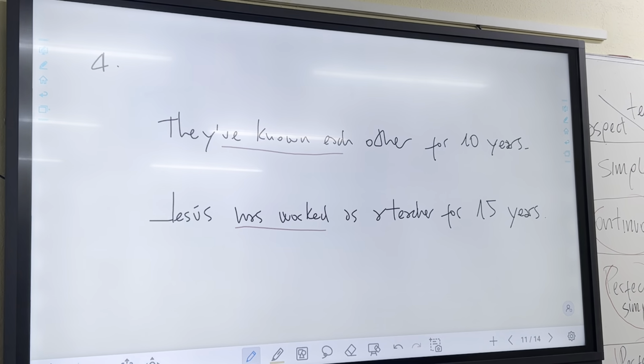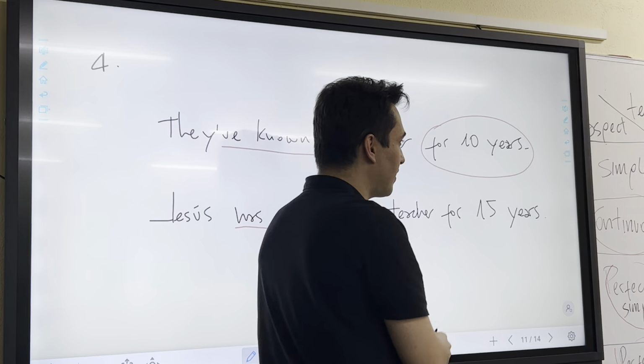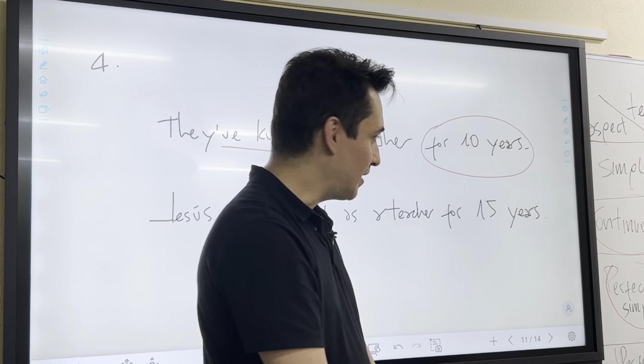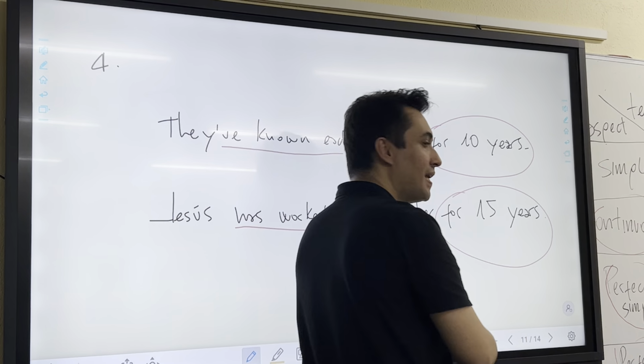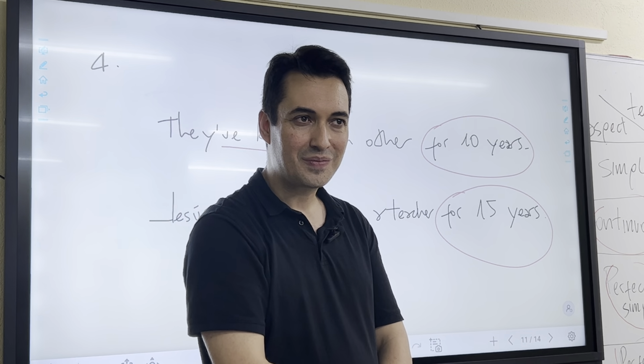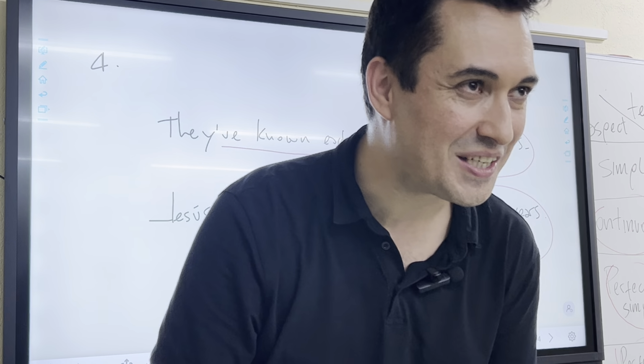Again, what is the aspect here? The aspect is perfect. Okay? And I'll just tell you, have a look at this. For 10 years and finished, or for 10 years until now? Until now. For 15 years and still going on now, or for 15 years and over? I'm here, right? Still going on.